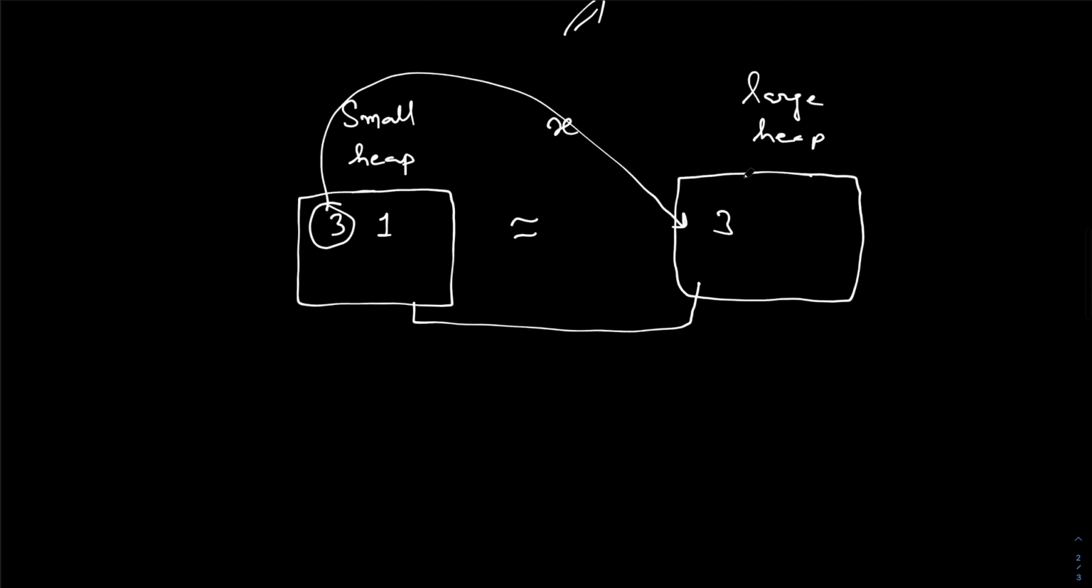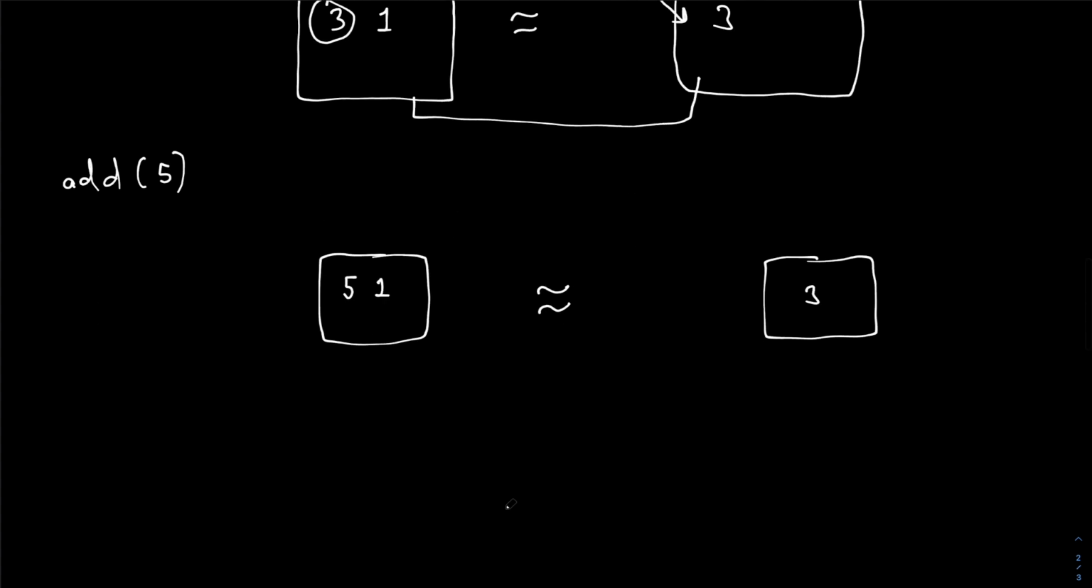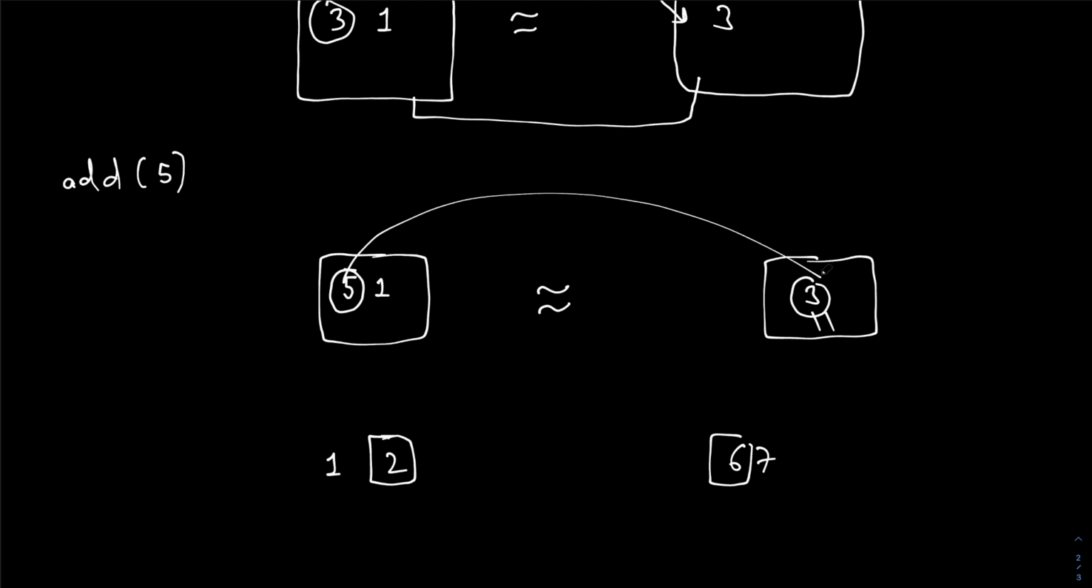Now let's add another number, add 5. Now what I did, I added 5 here, and this is 3. Now they are approximately same, so that's not an issue. But the issue here is, as you can see, the top element, 5, is greater than 3. How can that be possible, right? If it's 1, 2 and 6, 7, the element is not going to be greater than the top of this heap. But here 5 is greater than 3, so that's a wrong condition. So we have to push this 5 inside of this heap.